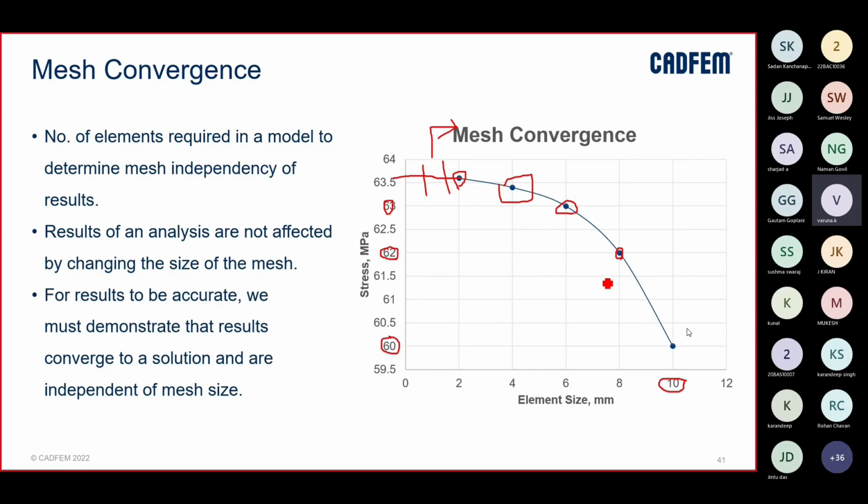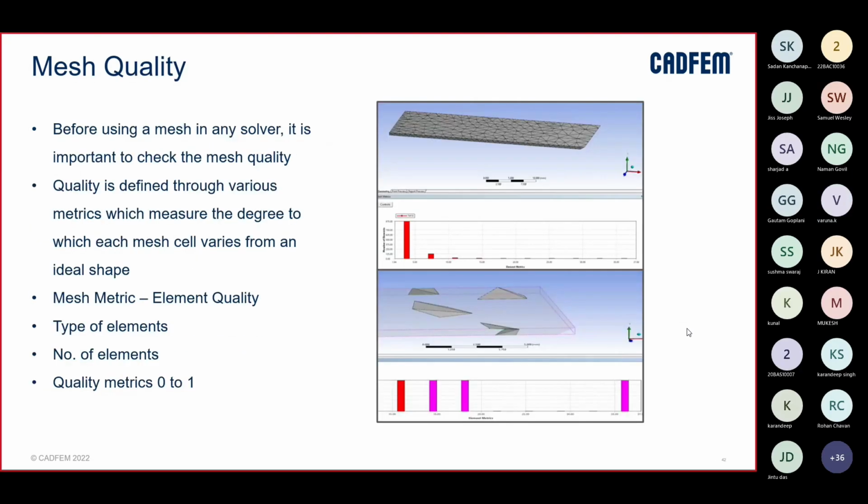I am explaining, you have to extract the results which are independent of mesh size. Even though you are changing the mesh size, the result shouldn't change. That's what we call mesh convergence. Okay, next one, mesh quality.